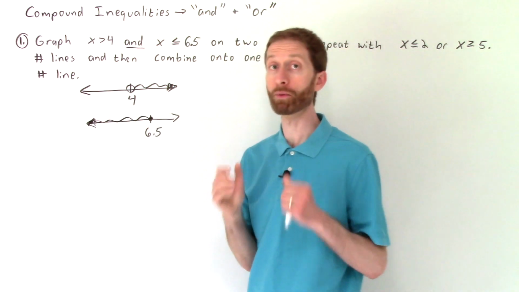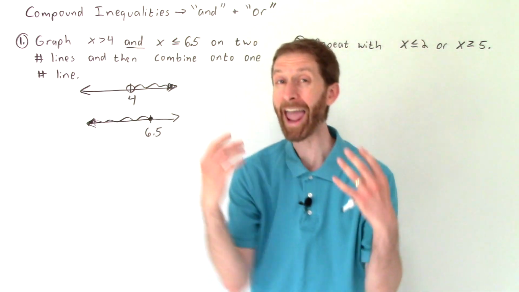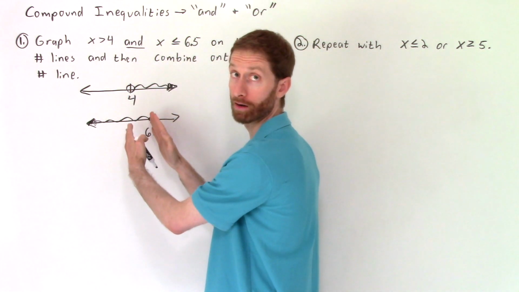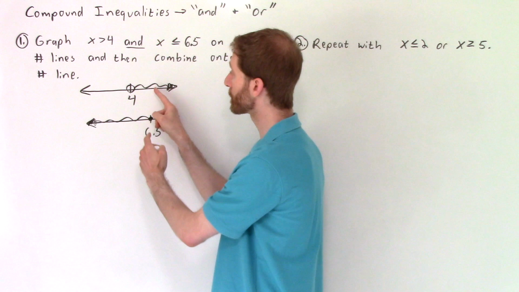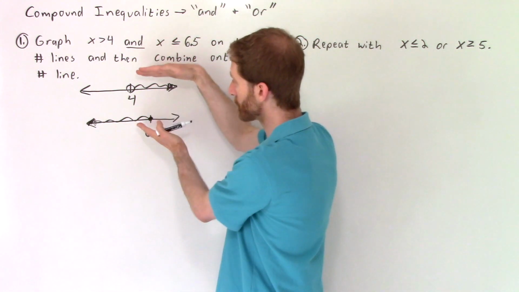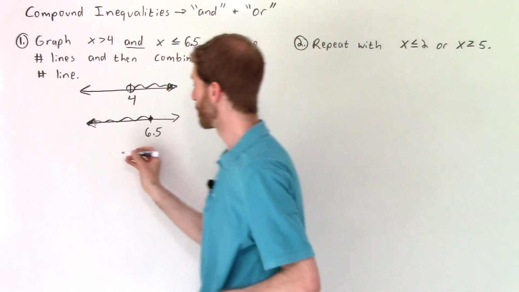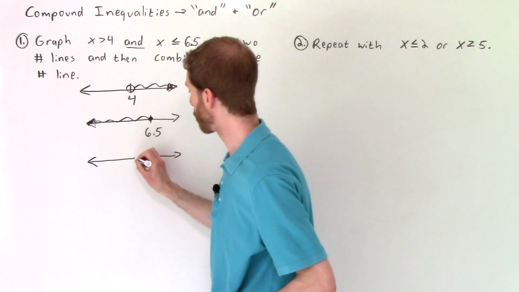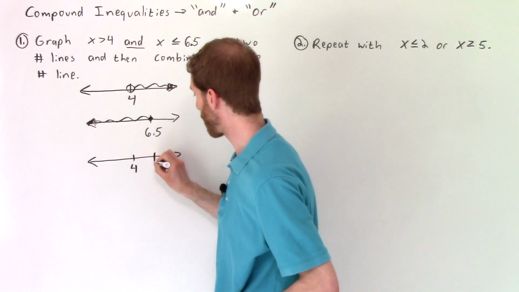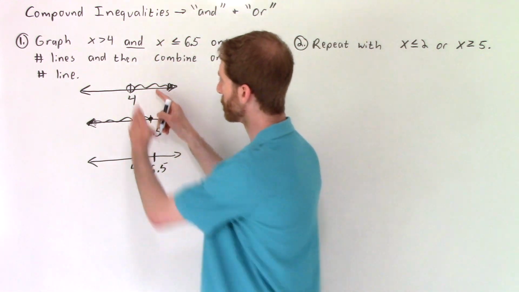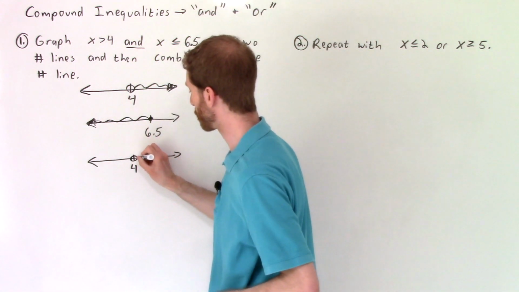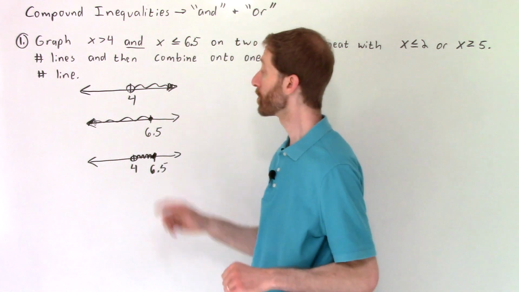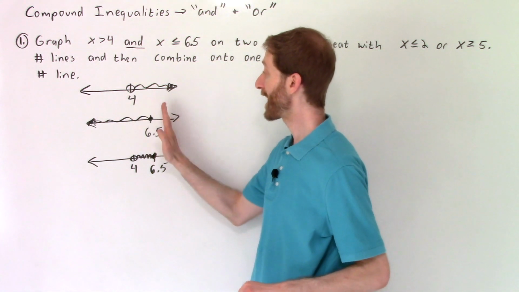Now we want all the numbers that are both more than 4 and less than or equal to 6.5. Well, that would be numbers that fall right in here. Those would be the numbers that are more than 4, but are less than or equal to 6.5. So imagine taking those two graphs and overlaying them. And so what we end up with is a little interval here, 4 to 6.5. The overlay of the two would be this space right here. So you'd still have an open circle at 4, shading up to 6.5 and including 6.5. Those would be all numbers that satisfy this and this.